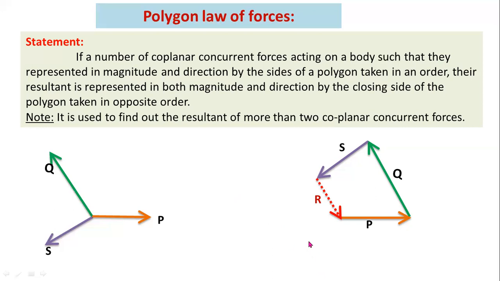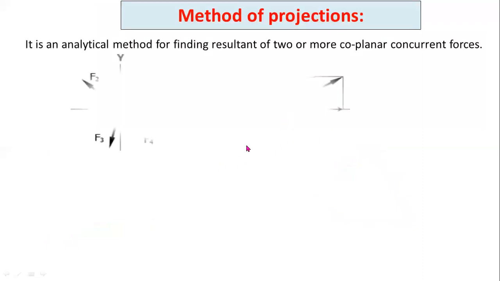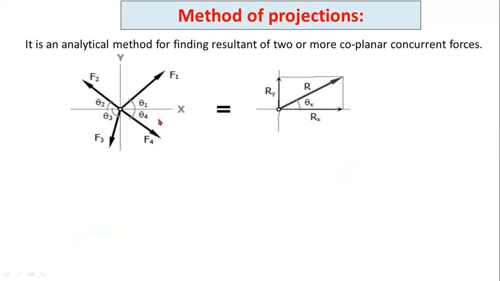Polygon Law of Forces is a graphical method, not an analytical method. And the last method is the method of projections. It is an analytical method for determining the resultant of two or more coplanar concurrent forces. It is an analytical method for determining the magnitude of a resultant for n number of forces. N number of forces means more than two forces.